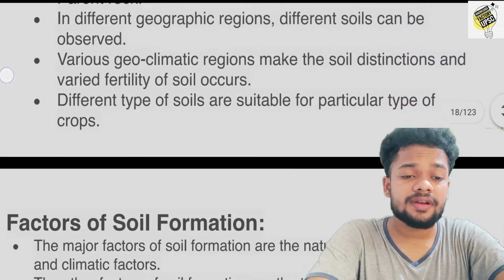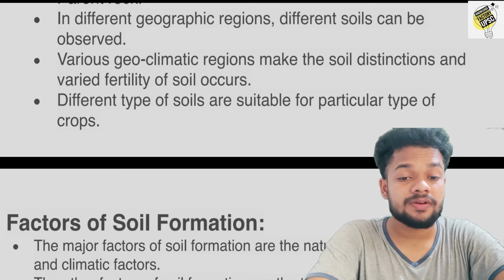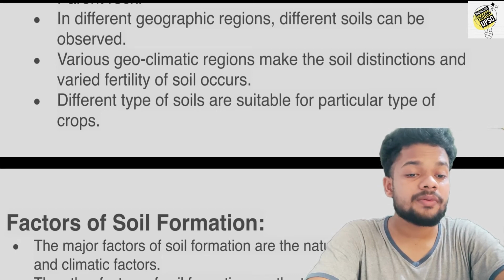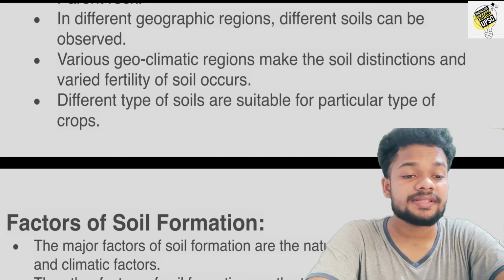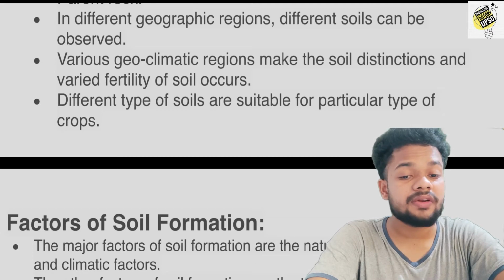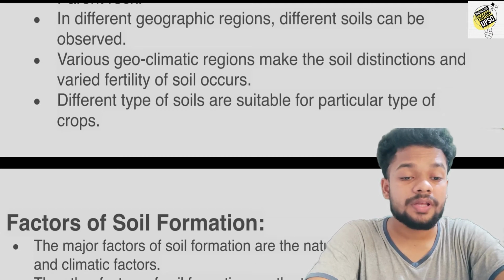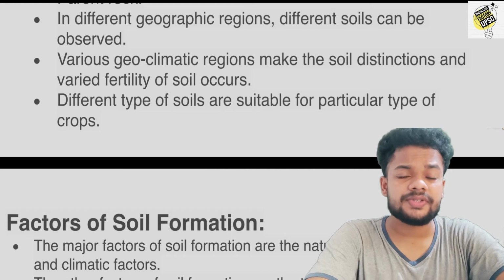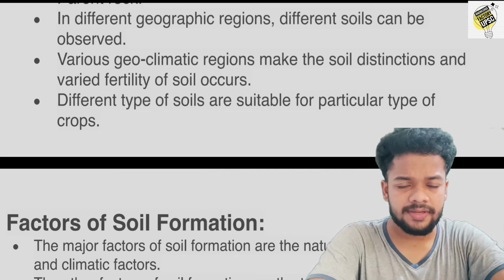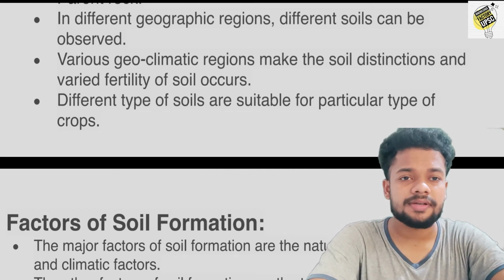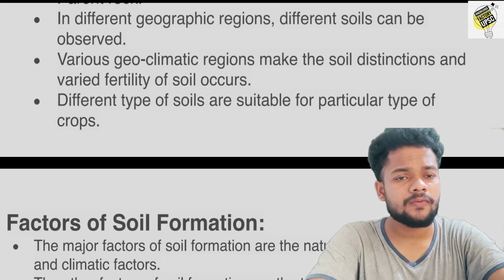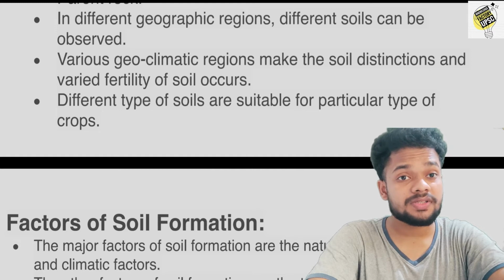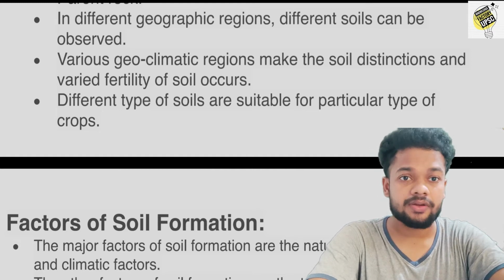In different geographical regions, different soils can be observed, and the various geoclimatic regions make the soil distinctions and the varied fertility occurs. And the different types of soils are suitable for particular types of crops. That means for cotton cultivation, we can say that only black soil is very useful. Like that, there are some crops which require a specific type of soil for their good cultivation and good results.